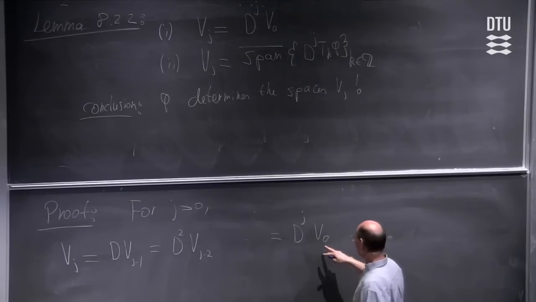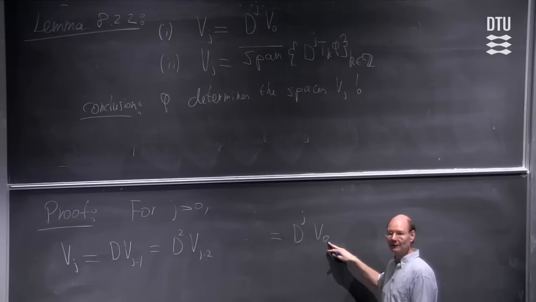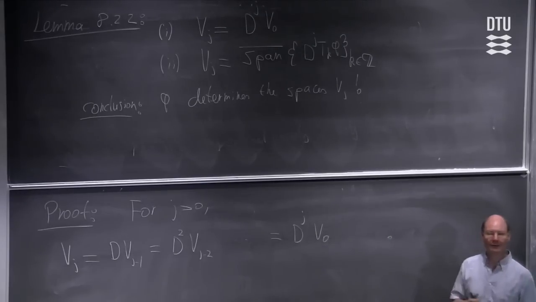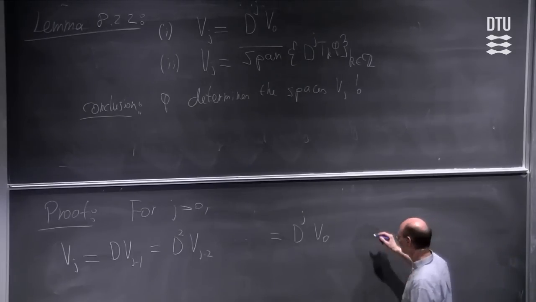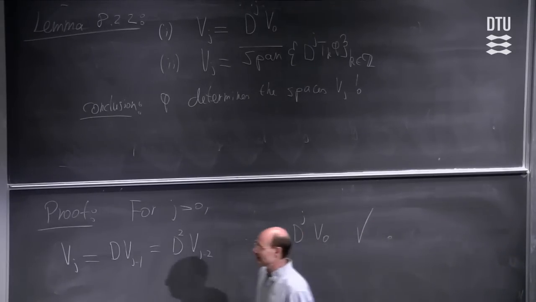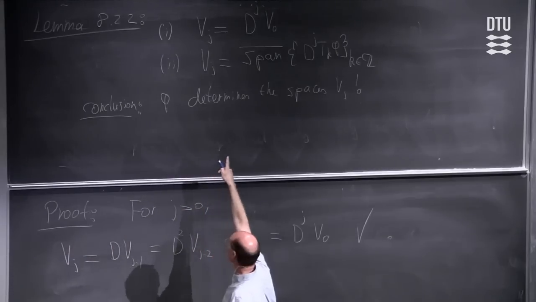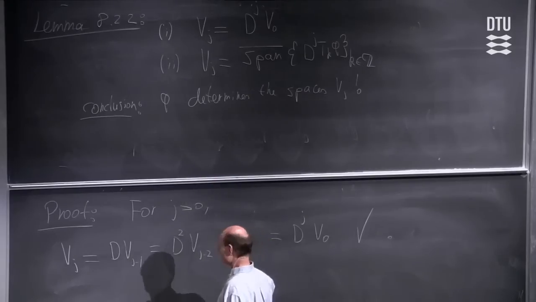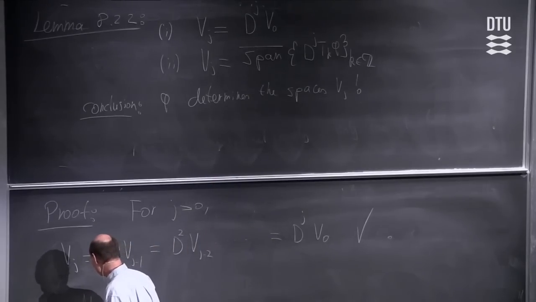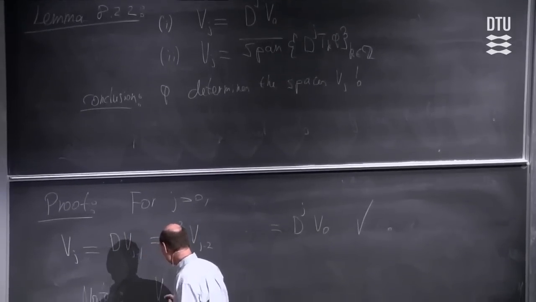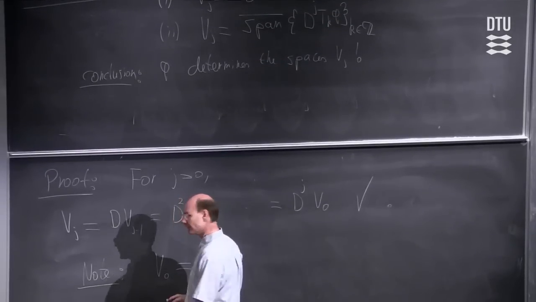Now, to continue, we need to say something about the space V0. And I'd like to ask you, can any of you tell me something about the space V0? How can we write down the space V0? So now we finish the proof of the first statement, and we are just on the way to prove the second part. So what I ask you is, can any of you say anything about the space V0?